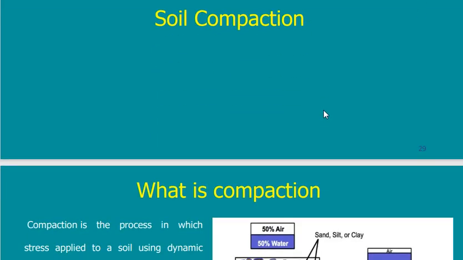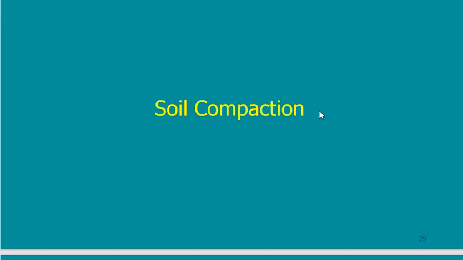Then we will go to something called soil compaction. Soil compaction, which is the second part of the lecture, is when I want to induce compaction to this layer. I have a layer of sand, of clay, or whatever. I want to compact it. Why do I want to compact it? Because if I compact it now, it will not settle in the future.